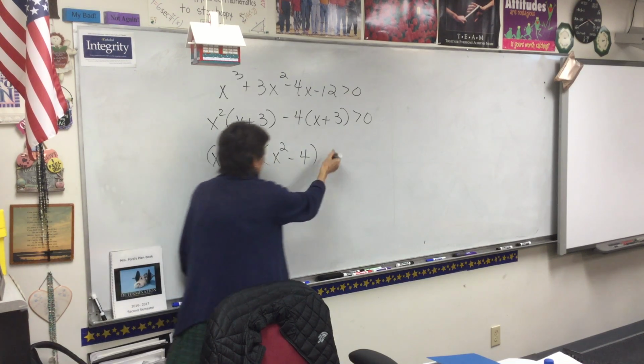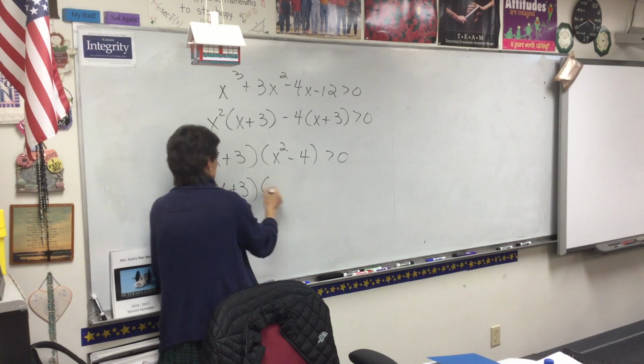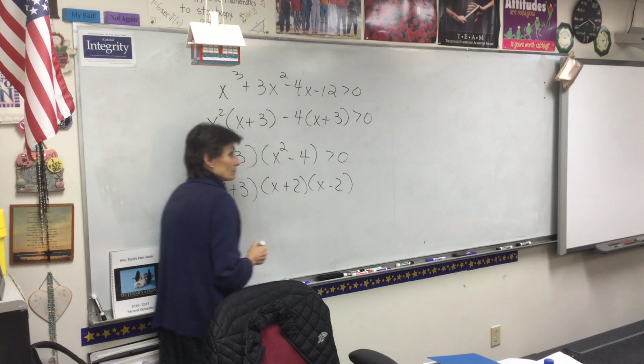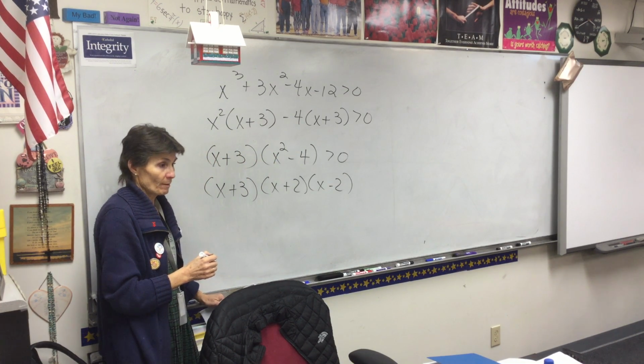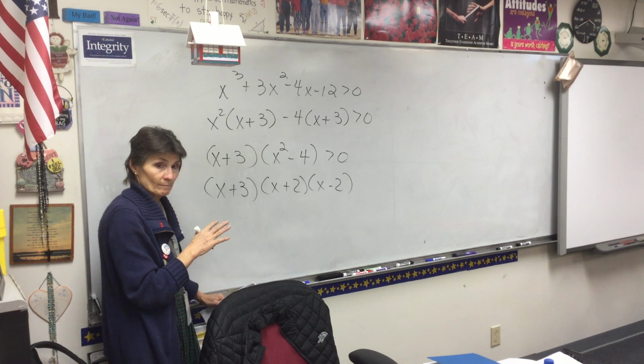Now what? That factors more easily, difference of squares: x plus 2, x minus 2. Now, do you remember what you do next? We've got to get it factored, so all equal to 0.